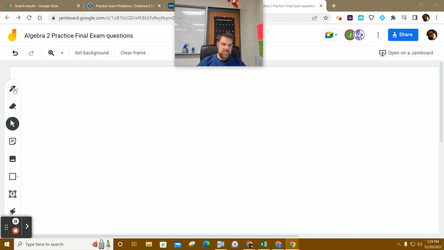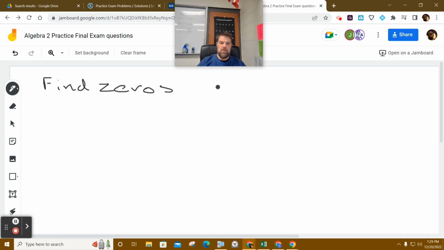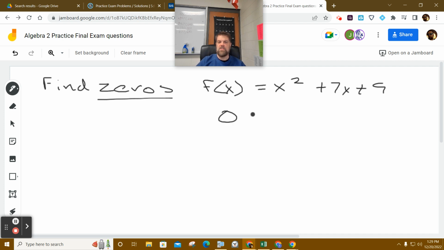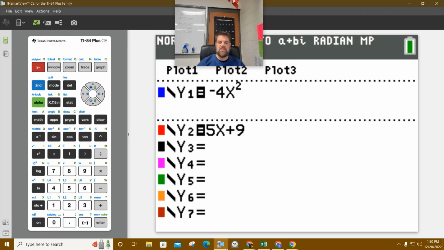So, problem number 16 on the hard copy, it says find the zeros for f of x equals x squared plus 7x plus 9. By the way, I'm recording, guys, so keep that in mind. Now, when they say zeros, what they really want to know is when does the function x squared plus 7x plus 9 equal 0. Now, you can find this easily enough by just graphing that.